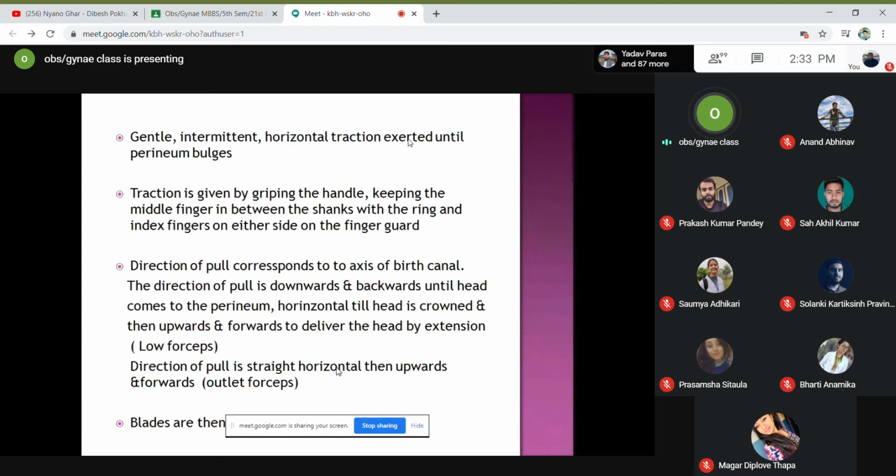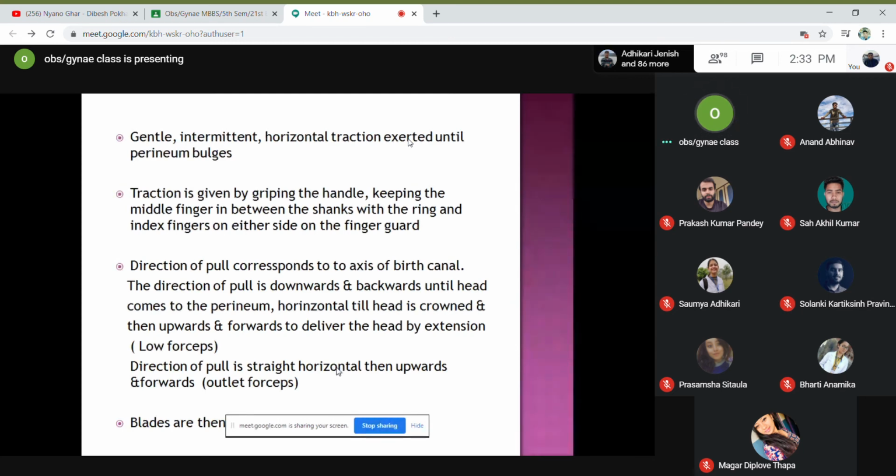Direction of pull corresponds to the birth canal. The direction of the pull is downward and backward until the head comes to the perineum, horizontal till the head is crowned, and then upward and by extension. Okay, so this is the direction in which the baby is normally delivered.